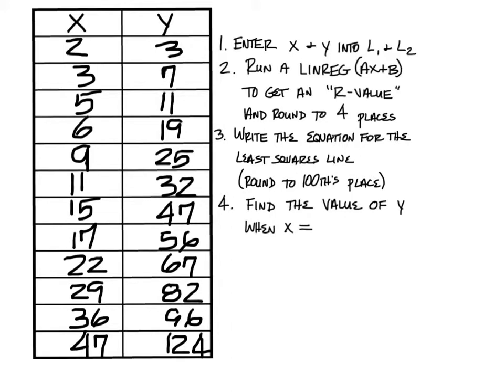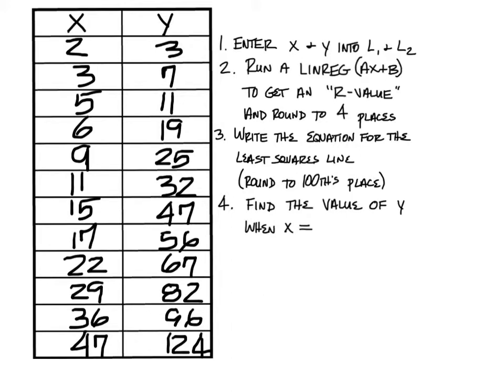If you right arrow over to list 2, it should go straight to the first cell. And those are 3, 7, 11, 19, 25, 32, 47, 56, 67, 82, 96, and 124. So it comes out to be 12 and 12.